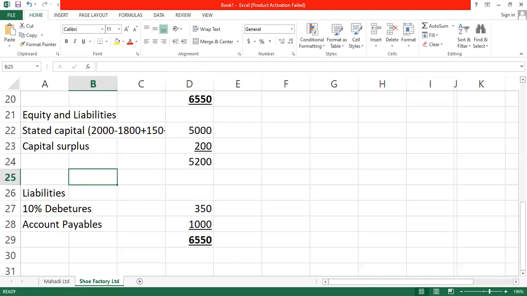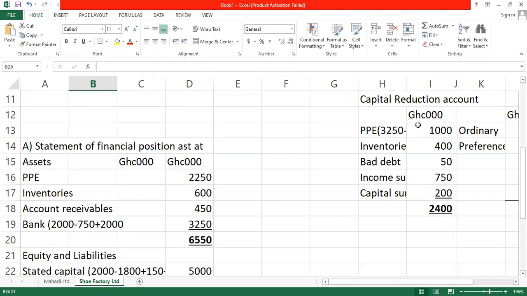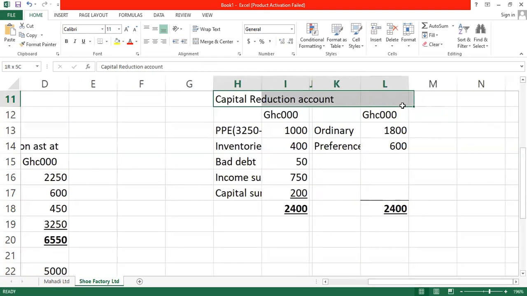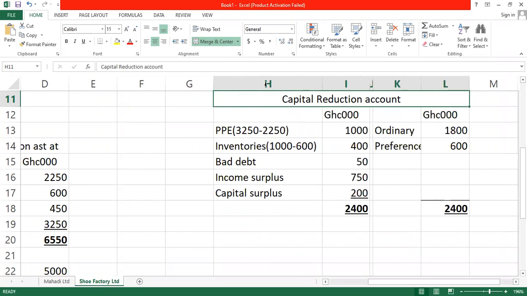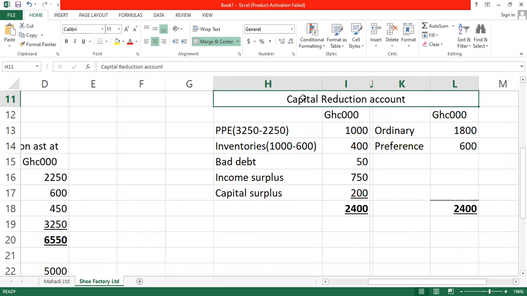Someone can also decide to do the capital reduction account like this. Instead of doing the debit and credit accounts, the person can just do it in a vertical format, where the person will put all the total income, which is the 2,400, and then subtract the PPE, the inventories, the bad debt, the income surplus, and those things from it. It's the same thing. You are going to get the same answer at the end. There's no problem with that. Anyhow you want to do it and get your answer.